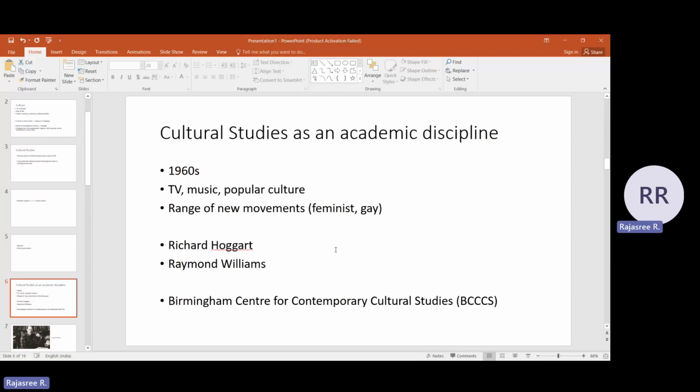So the specialty of the 1960s was that there were a range of new movements going on, the feminist movement, the gay movement, and there was this popular culture, the entertainment industry was flourishing with TV, music, and all. And Richard Hoggart and Raymond Williams were from a working class background. So they actually wanted to resist this kind of dominant culture. Why is the popular or mass culture considered low? So this triggered the concept of cultural studies as an academic discipline.